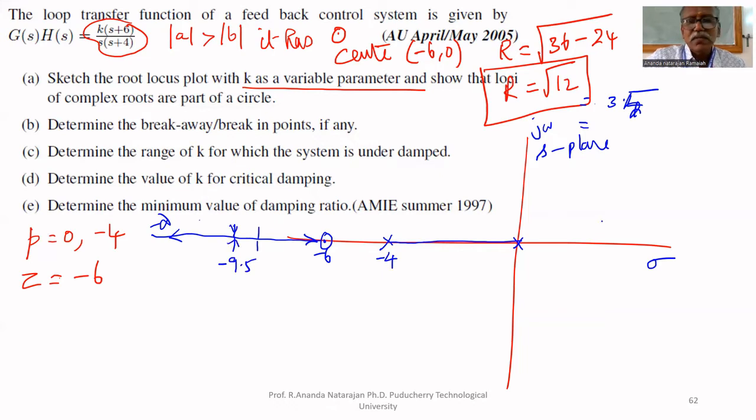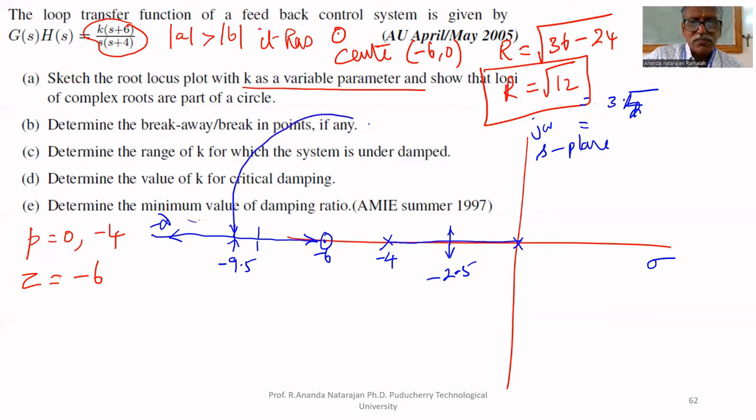Minus 6, add 3.5. You will get how much? Minus 2.5. So breakaway point is at minus 2.5. How did I get it? Are you able to understand? Because it is the radius. So now we can draw the root locus.